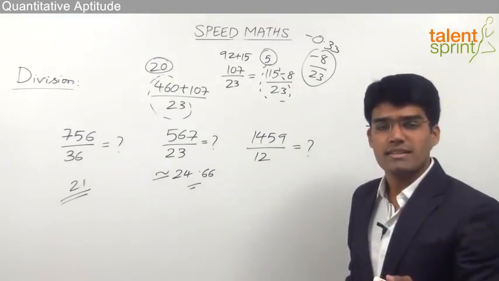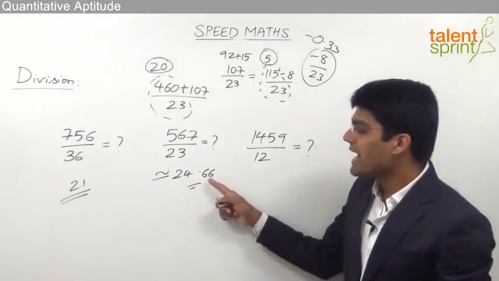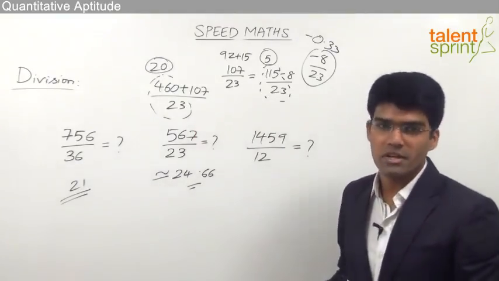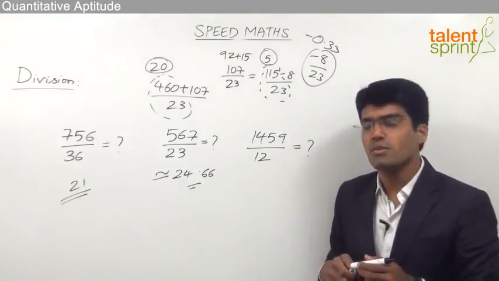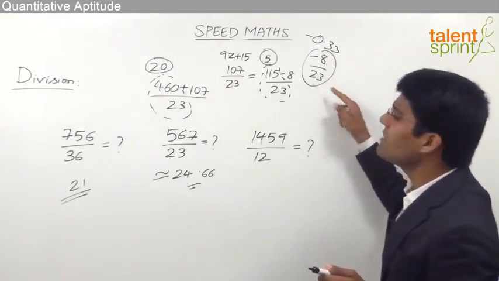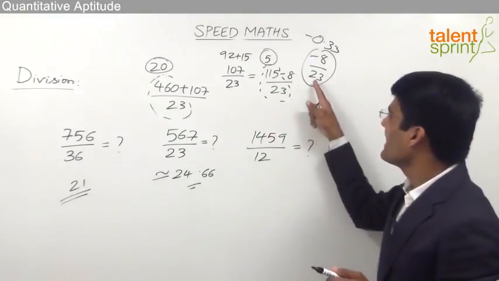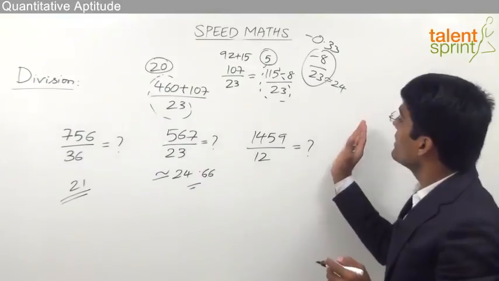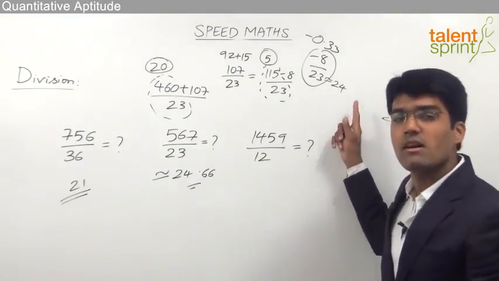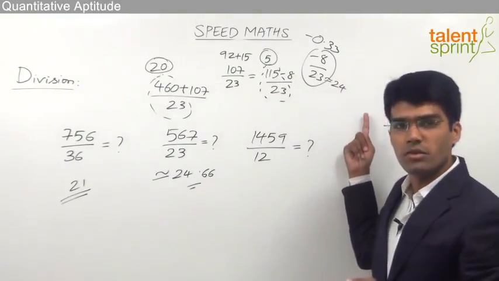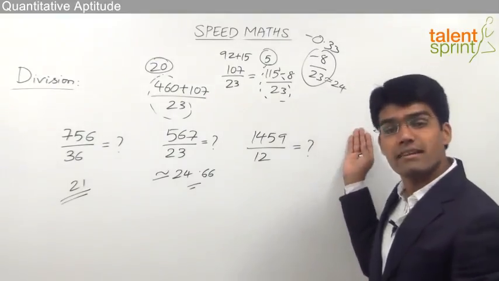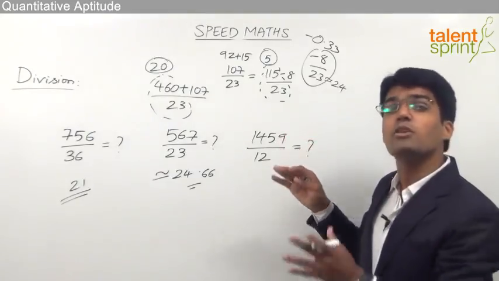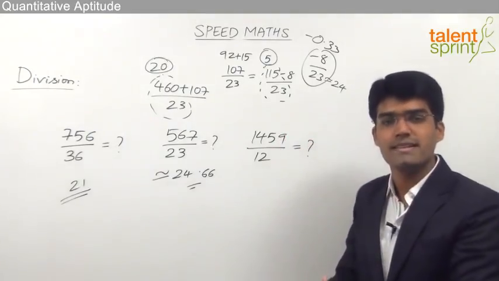And if you try to understand, we can also decide whether the actual answer, or the exact answer, should be more than 24.66 or less than 24.66. The point to be understood here is, this is minus 8 by 23. We have taken it as approximately 24. That means the actual denominator is less. Actual denominator is 23. We have taken it as 24. So the exact denominator is less. When the exact denominator is less, exact value will be more. Whenever the denominator is less, value is more.